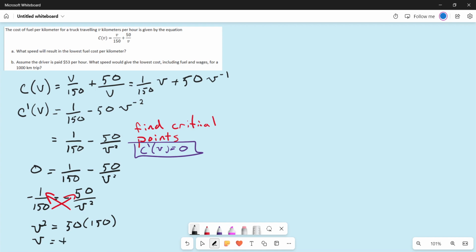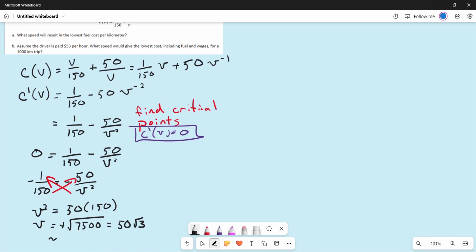which ends up being v is equal to the square root. And here we're just looking at the positive square root, not the negative. We kind of jumped over the domain of this question. Normally it would be positive or negative. Under here is 7,500, which breaks down to 50 root 3. Won't bore you with the details on that. And that's going to be about, for our human brains, 86.6, so about 87, and I'll just say 86.6 kilometers per hour.